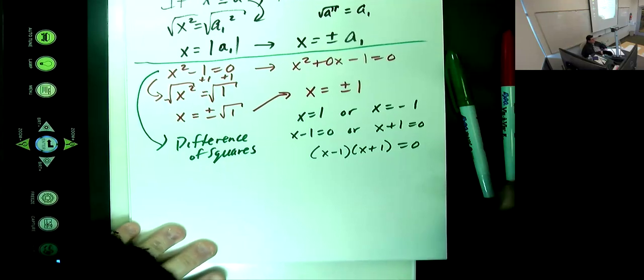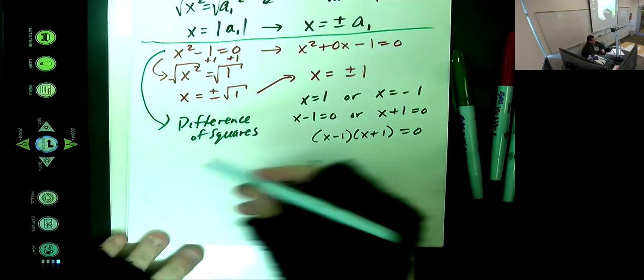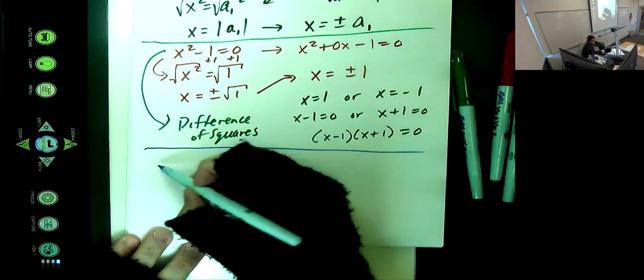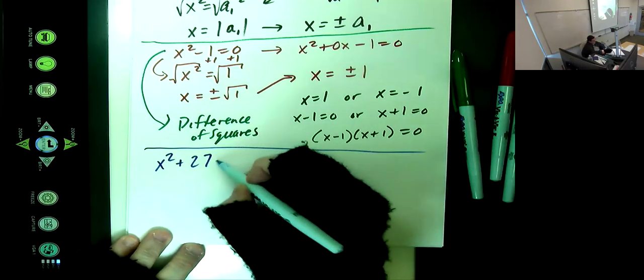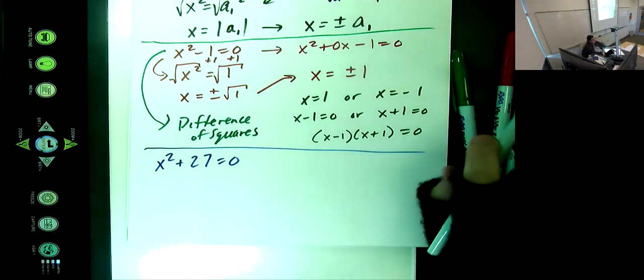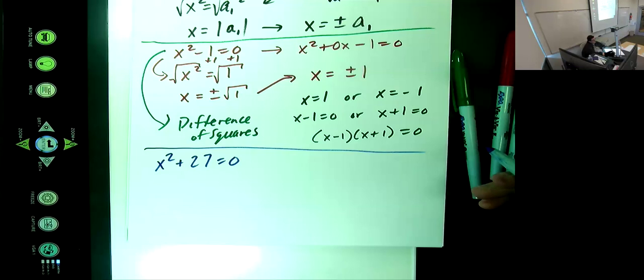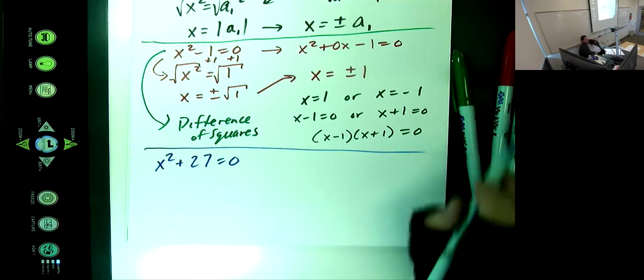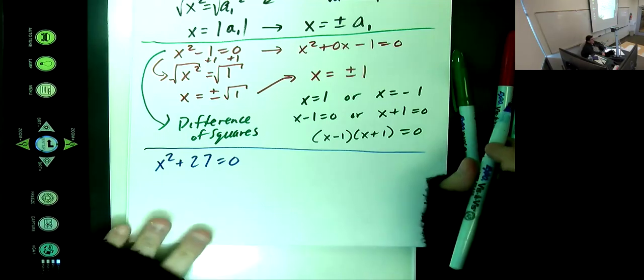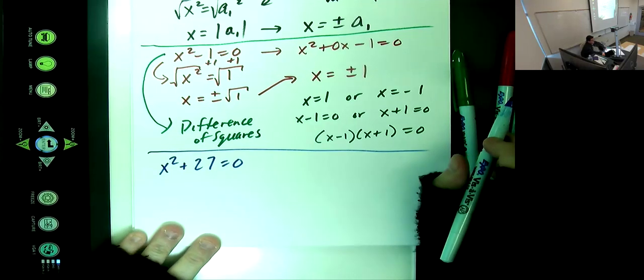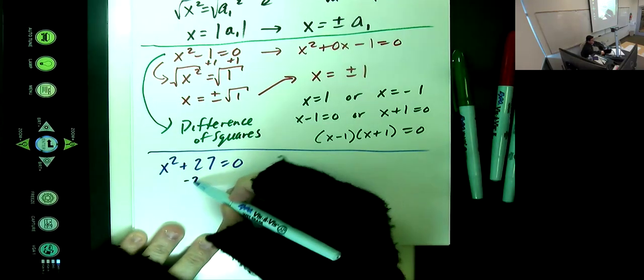Well, let's kick it up a notch. x squared plus 27 equals 0. Not a big notch, but there are some nuances here. What should I do here? I'm going to go with extracting roots, which is really the only one you know how to do. Get the x squared by itself. So subtract 27.